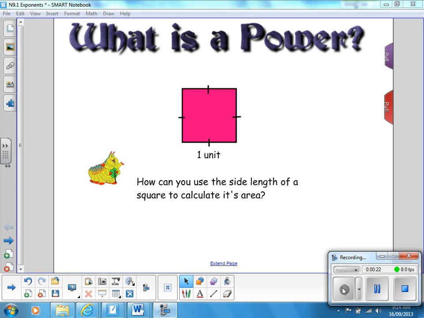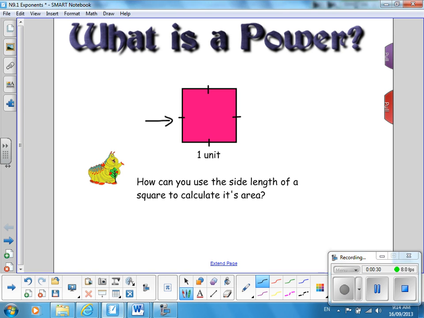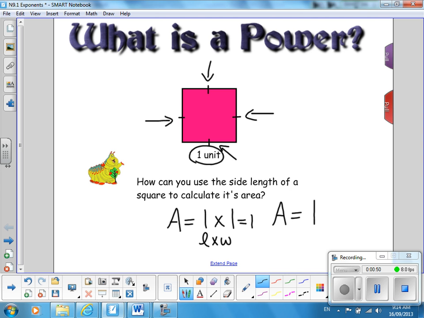or length times width. So one thing that we know about the property of a square is that all sides are the same length, and these little tick marks indicate that they are all the same length and they all have 1 unit of measurement. So if we wanted to find the area, we would go 1 times 1, that's length times width, which is 1, or we could go 1 squared, because area equals side squared when you are dealing with a square.